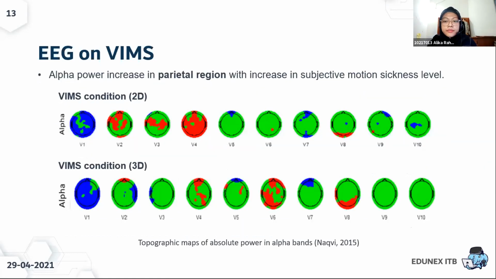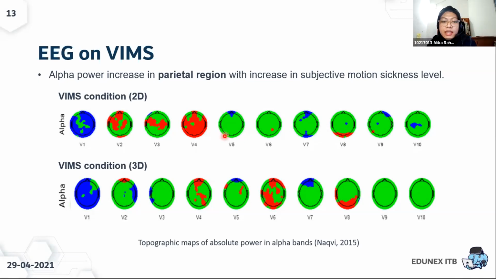This is part of the experiment result. Nakfi shows the result in various groups of waves such as gamma, beta, and so on. But here I only focus on the result of the alpha wave. Why? Because in another paper, it was reported that alpha power increases in the parietal region with an increase in subjective motion sickness level. So let's just focus on the parietal region. That is on the lower half area of the brain and on the back.